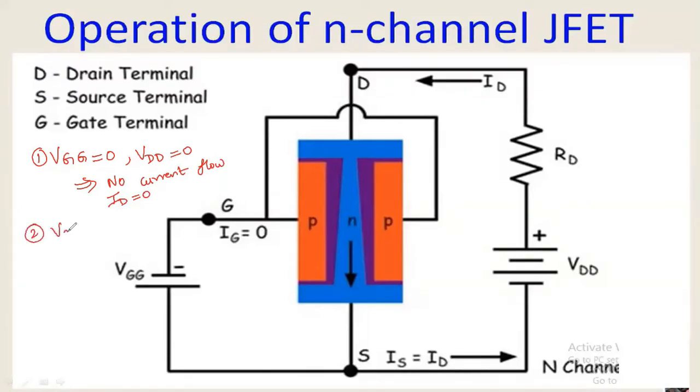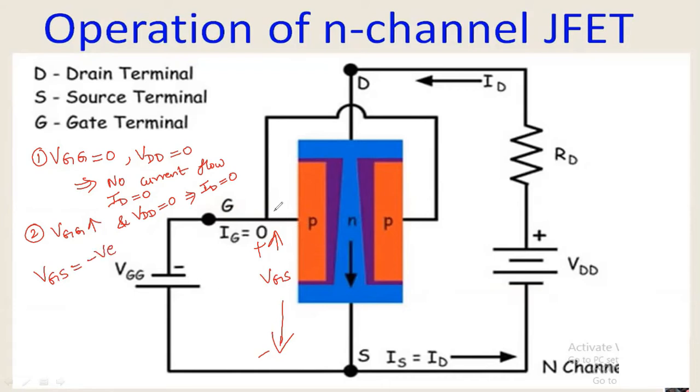Next condition: when VGG is increased and VDD is 0. When you give VDD, only then will charge carriers move. So no charge carrier movement will be there. In this case also, the drain current is 0. But what happens as VGG is increased? This VGG is applied between gate and source. If I indicate VGS, the voltage between the gate and source terminals, as you increase the magnitude of VGG, VGS will go negative.